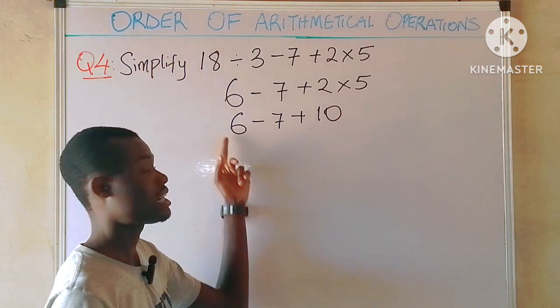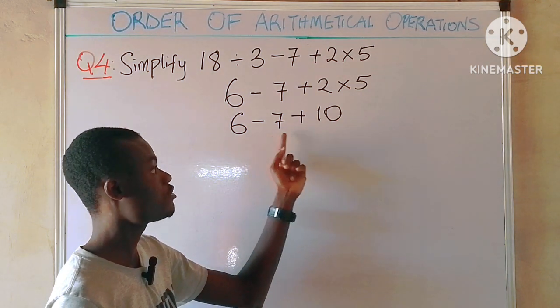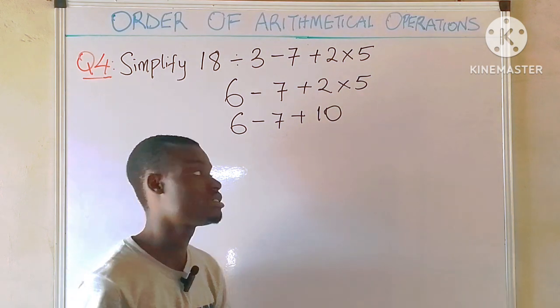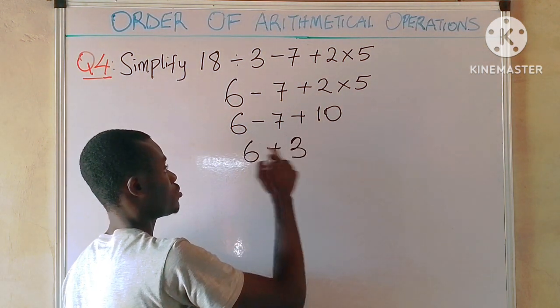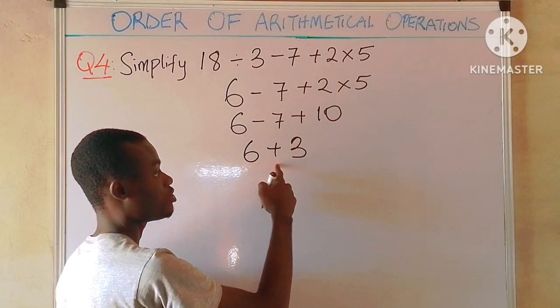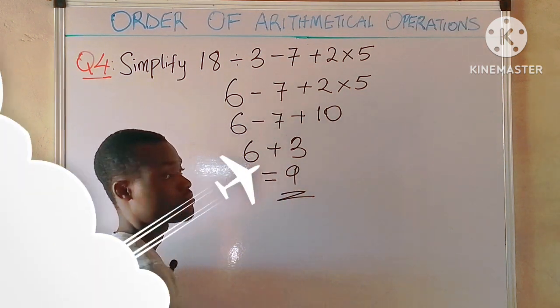Also, there's a plus here attached to 6. So in adding, we are going to say minus 7 plus 10. And minus 7 plus 10 will give us plus 3. So we now have 6 plus 3. And 6 plus 3 is equal to 9.